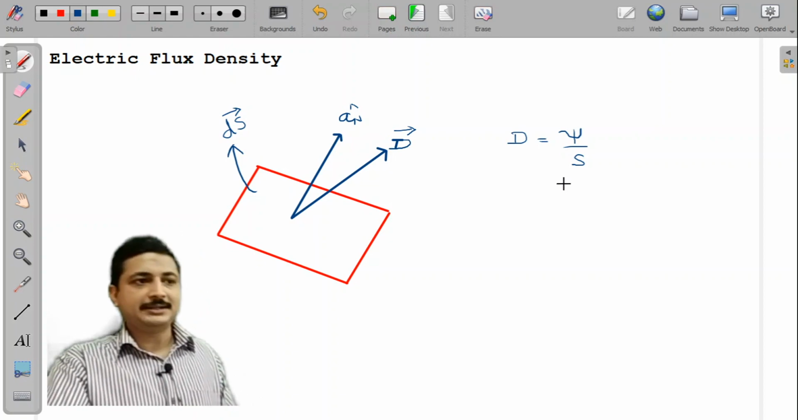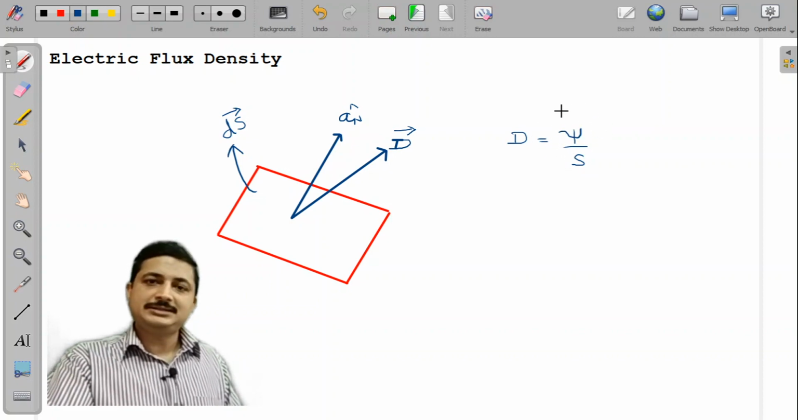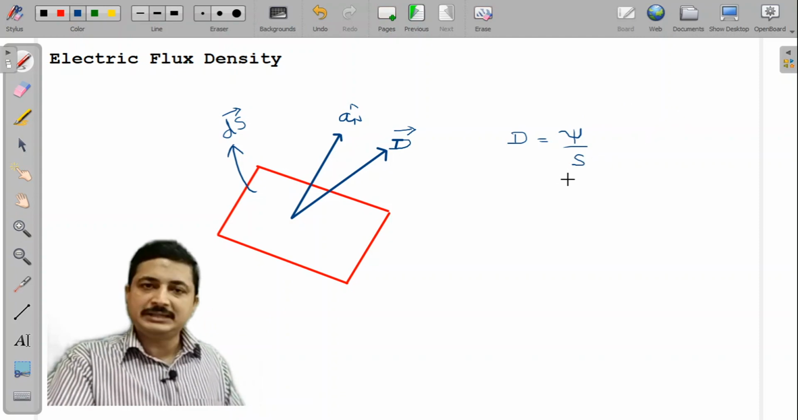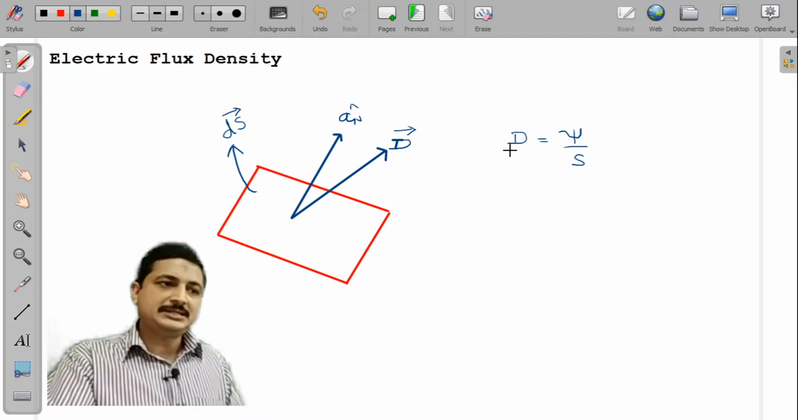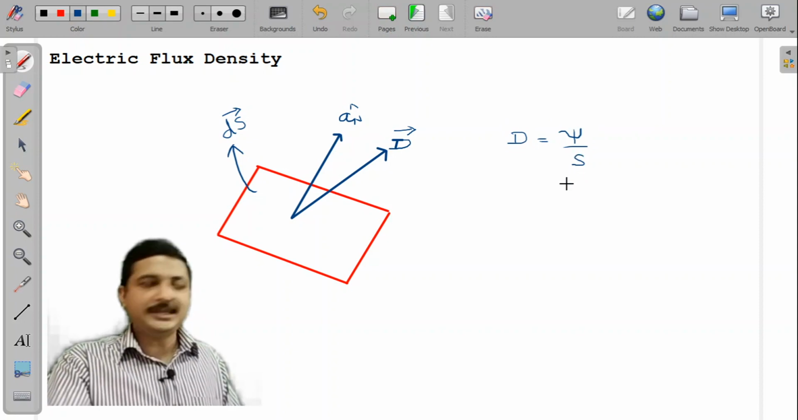Hope this is very clear, right? Because what is the definition of density? Number by area. So here what is my number? Flux lines. So psi represents number of flux lines, S represents surface area. So my flux density is number of flux lines by surface area. Okay, but I know that.